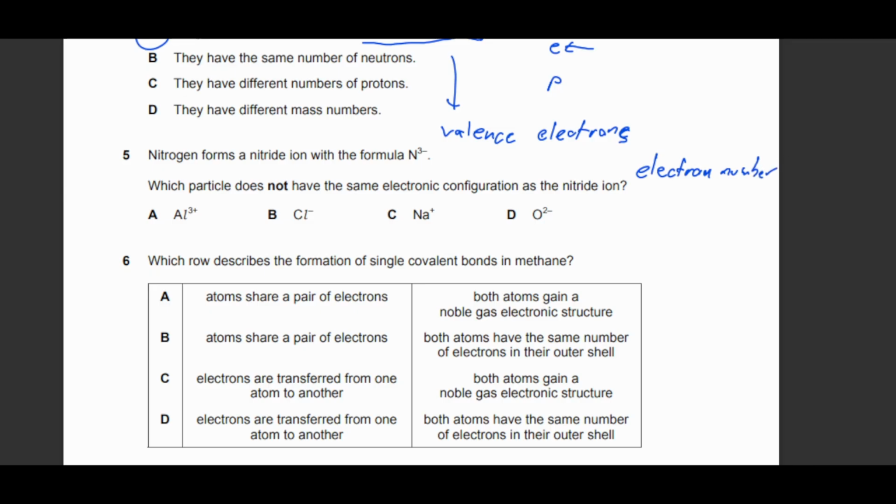So if you use the periodic table and you find the mass number of nitrogen, it will be 14. And since it's a 3-, you are adding 3 electrons, so 14 plus 3 equals 17. So the question is asking you, out of these 4 elements, which of them does not equal 17? So if you do the calculations, right? Al3+ does have an electron number of 17 if you take the time to calculate.